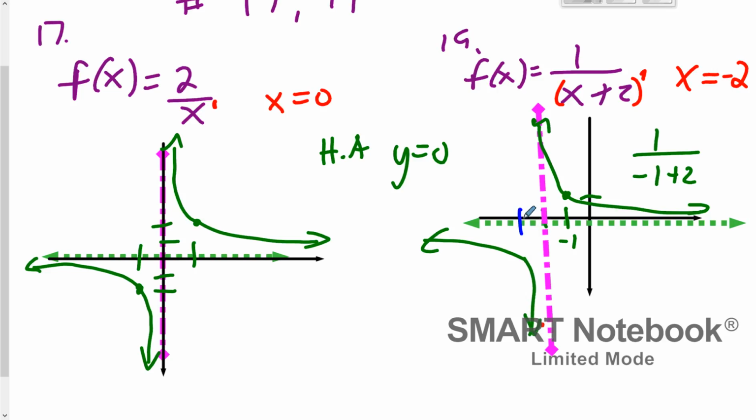You can plug in negative 3. So 1 over negative 3 plus 2, that'd be negative 1. So at negative 3, I'm at negative 1. So we'll just make this negative 1. So there you go, there's how our graph looks.